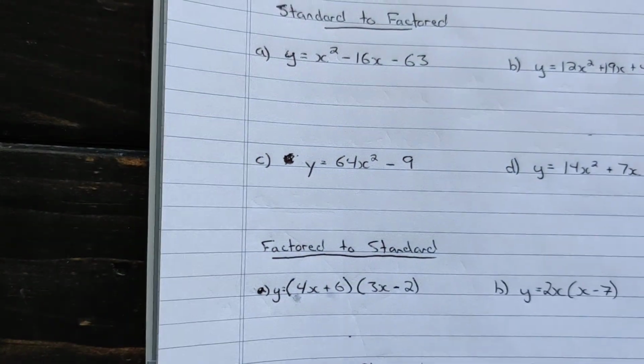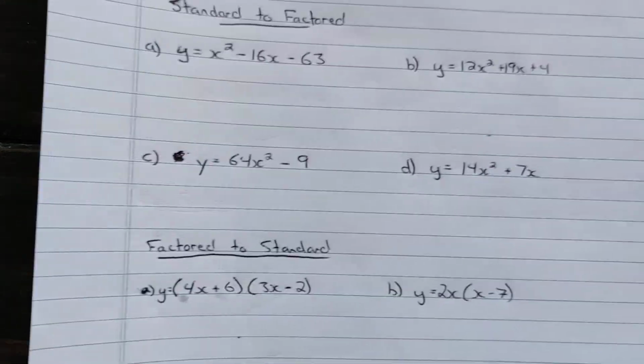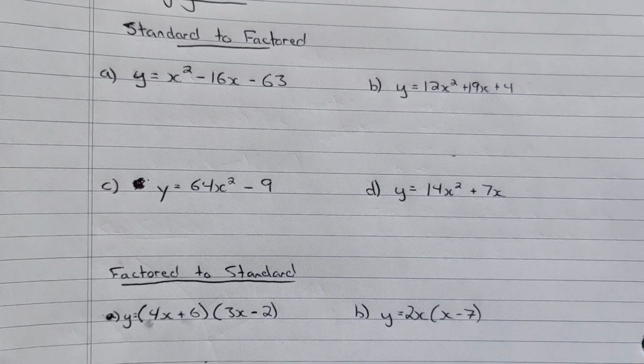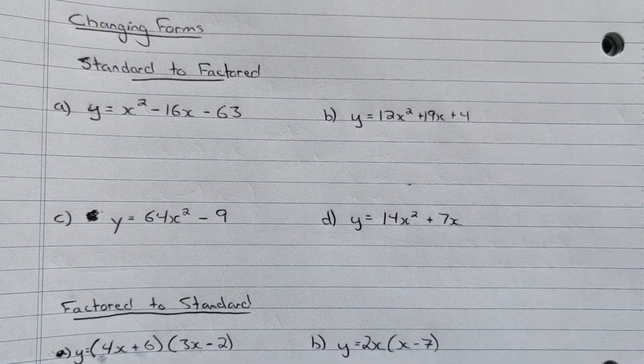Going back further into some previous units, the unit before we took a break, we have changing the forms of the different types of a quadratic. So we've done moving from standard to factored form. Here's a standard form of a quadratic equation: y equals x squared minus 16x minus 63. We can convert this to a factored quadratic.